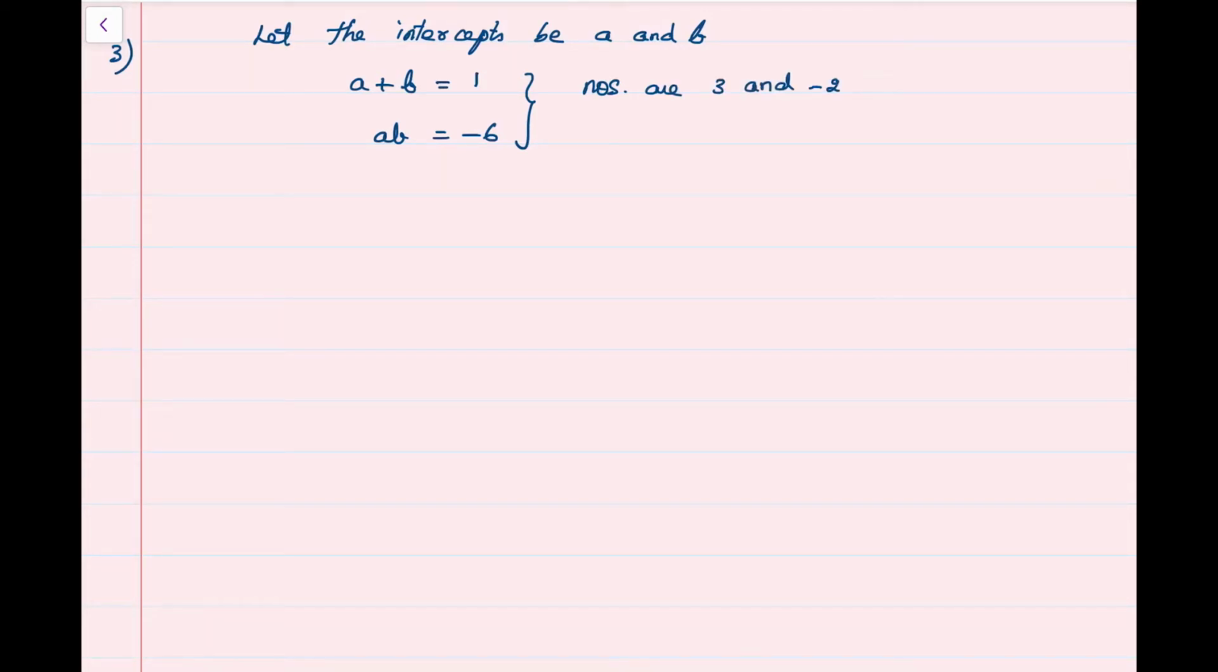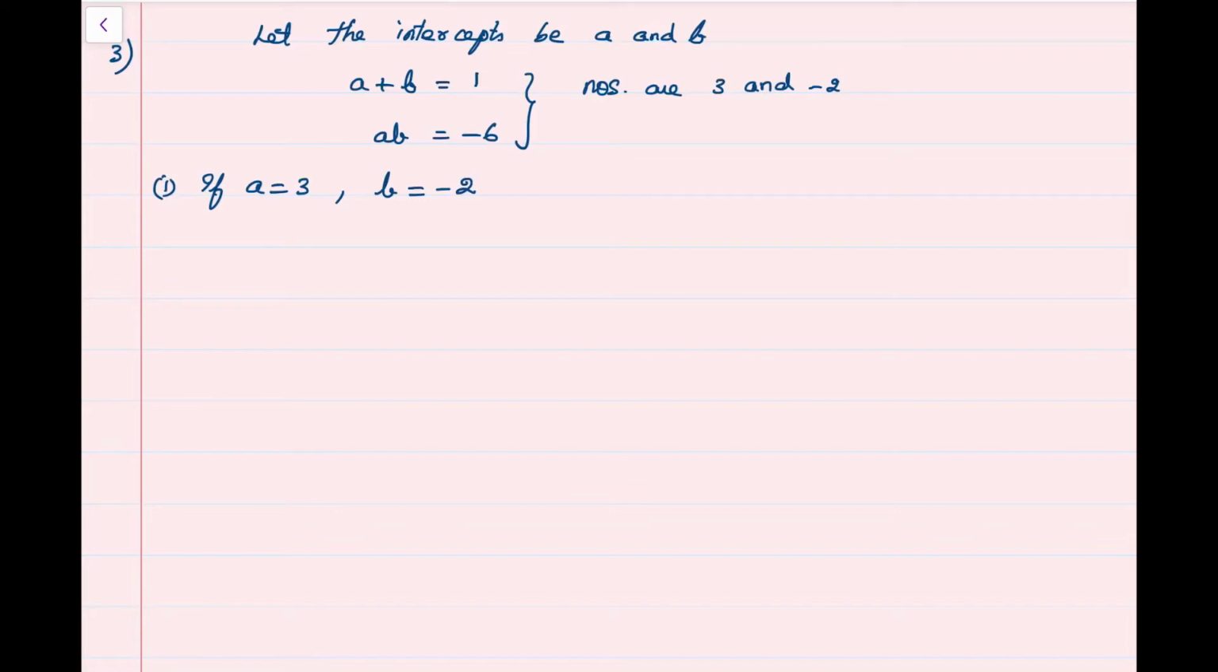Or you may find b from this equation and substitute in the first equation. You will get a quadratic equation in a. Solve for a. You will get two answers for a, 3 and minus 2. But this is easier. Directly we can write the numbers. So we have two answers. If a is 3, b is minus 2. And if a is minus 2, b will be 3.